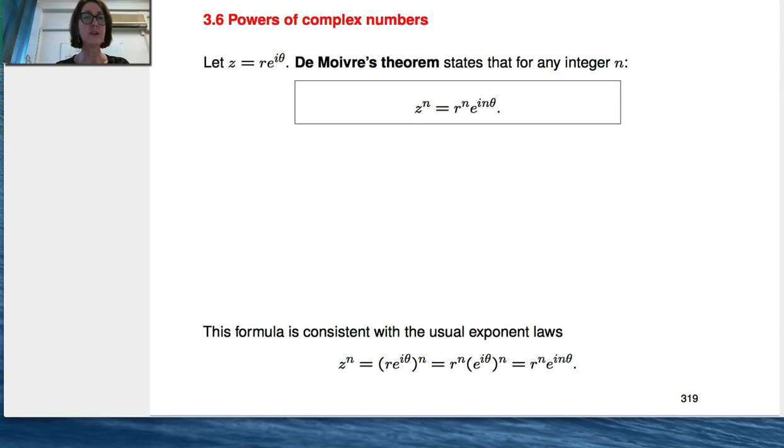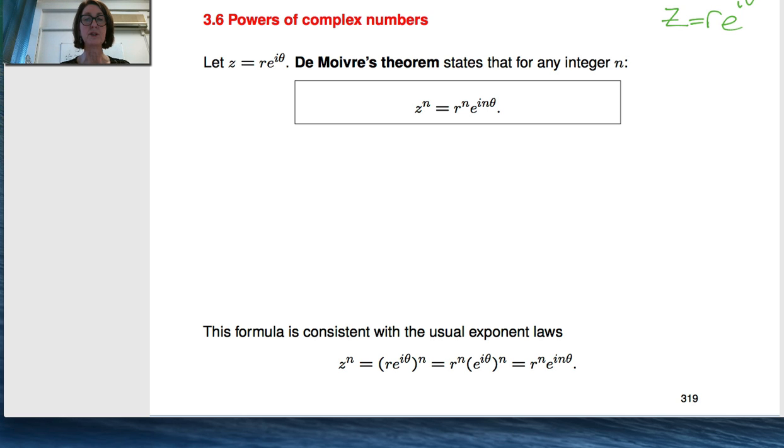Hi, in this video today we're going to think about how we might take powers of complex numbers, and what we're going to do is start off by thinking about them in complex exponential form. So we're going to be using a theorem called de Moivre's theorem that states that for any integer n, z to the n, where z is a complex number, equals r to the n e to the i n theta. So that's a nice compact way of taking powers of a complex number.